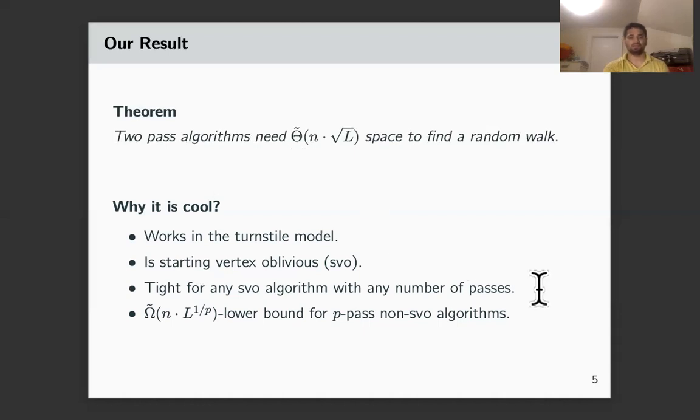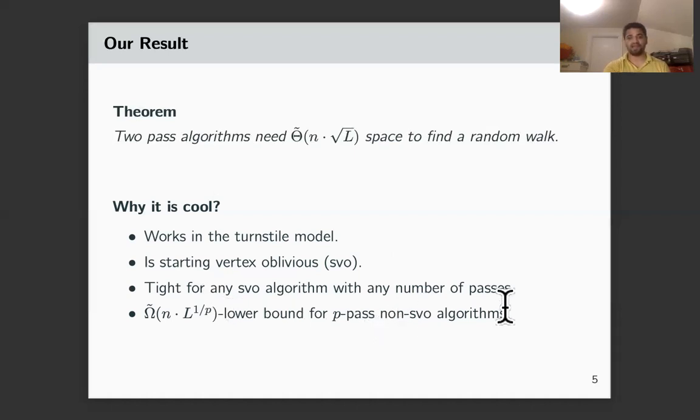The second one is a lower bound that does not depend on the number of passes, but utilizes the fact that the algorithm is SVO. And the third one is another lower bound that depends on the number of passes, but works for all algorithms. Both of these are tight for the case of 2-pass algorithms.